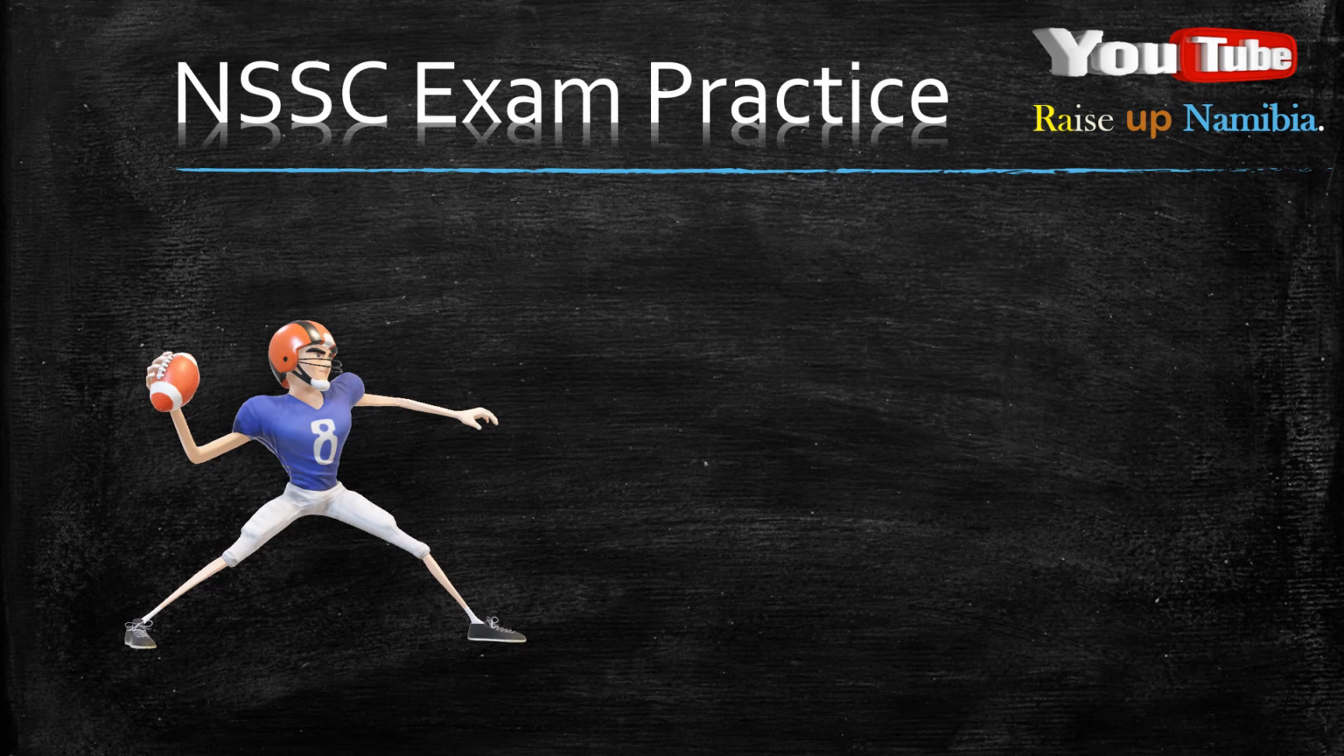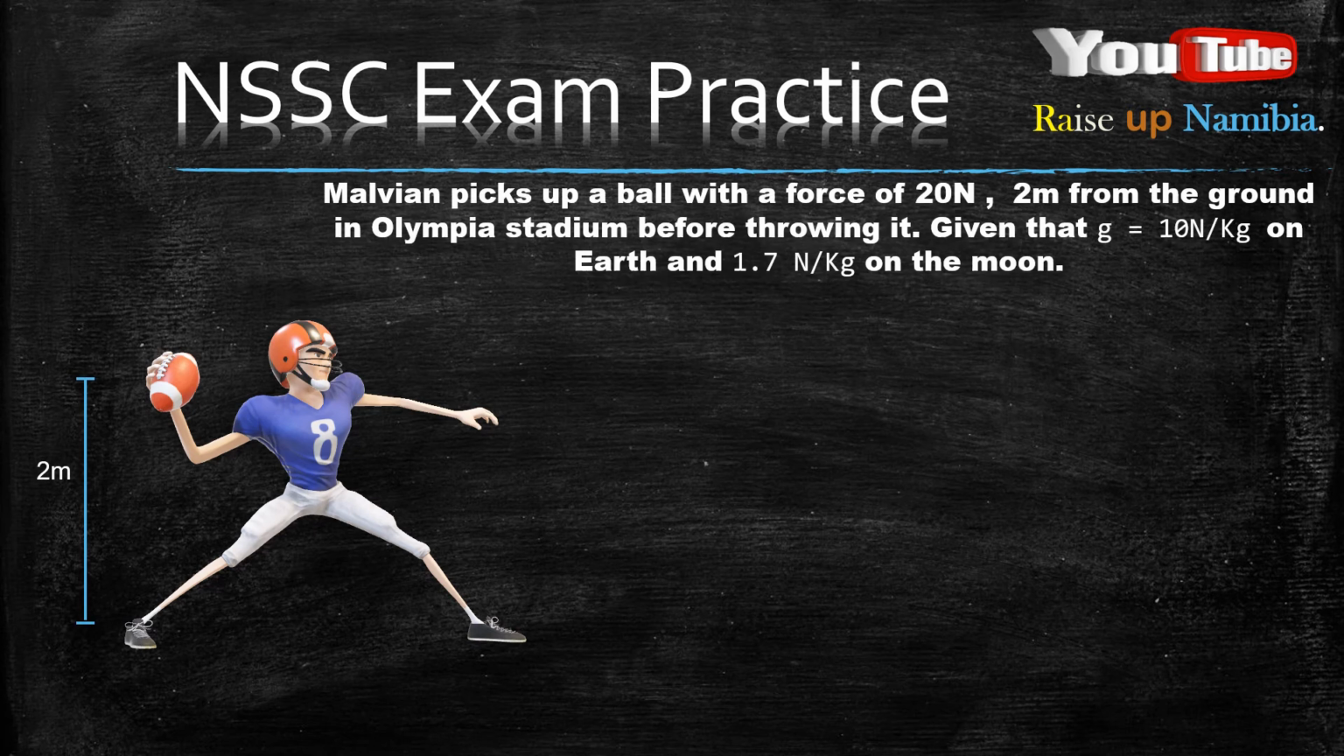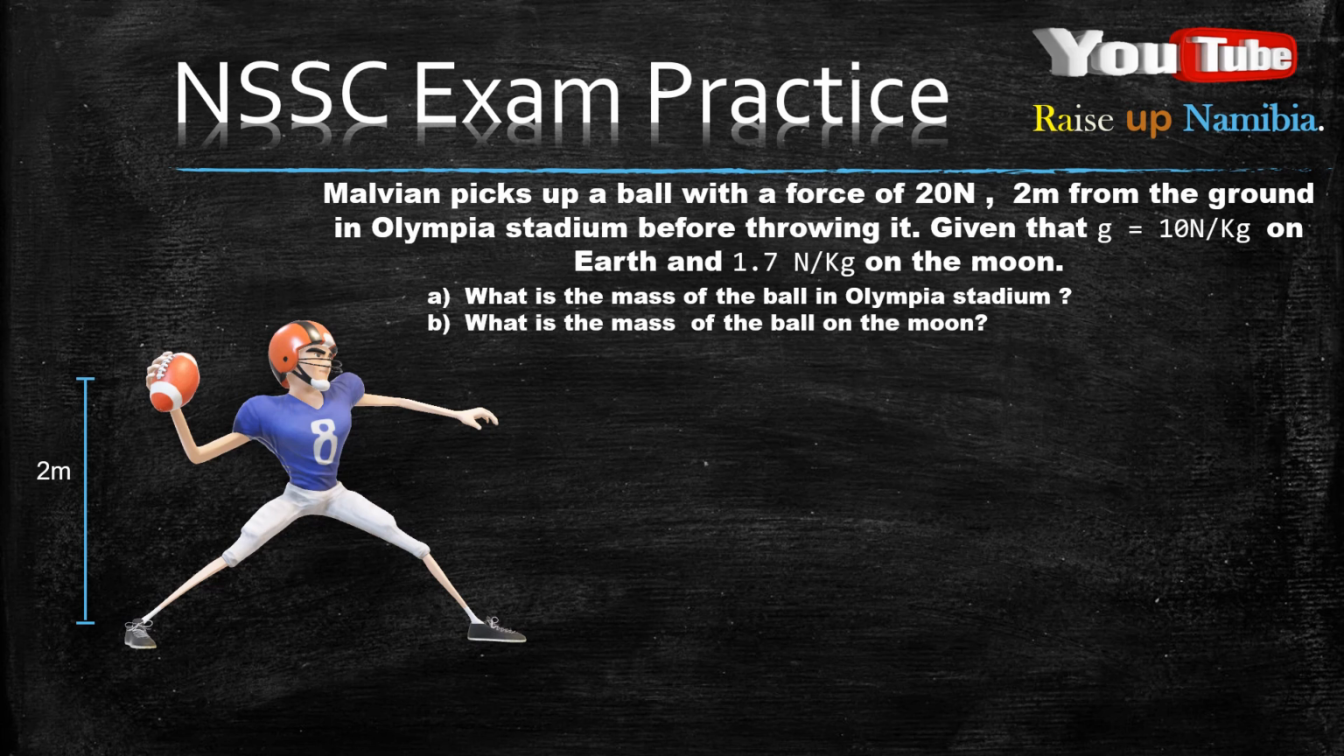Now this over here is Melvin looking for a free partner to pass the ball. Now Melvin picks up a ball with a force of 20 newtons, 2 meters from the ground in Olympia Stadium before throwing it. Okay? Given that g equals to 10 newtons per kilogram on Earth and 1.7 newtons per kilogram on the moon, A. What is the mass of the ball in Olympia Stadium? B. What is the mass of the ball on the moon? And then we have C that says, what is the weight of the ball on the moon?